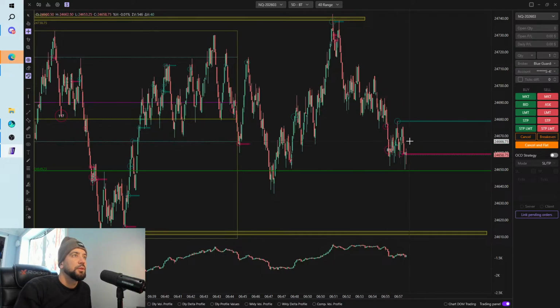There's some absorption here. But look at this, now we're starting to pick up here. Now it's starting to sell. So what you could do is you could put a sell stop order here. Okay, getting more sell stops. Let's see. Yep.